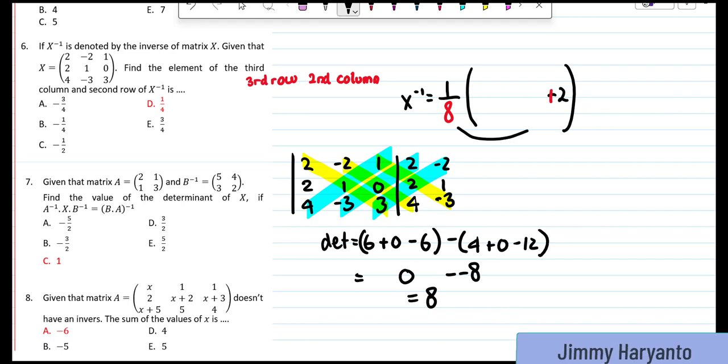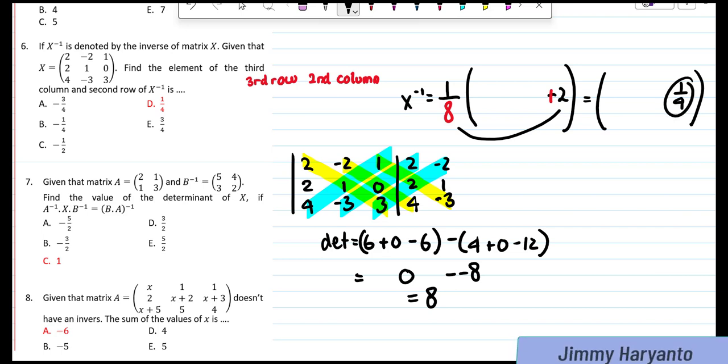That means you have to multiply this, so you will have 1 over 4 for the third column and the second row. 1 over 4 D. Okay, that is for number 6.